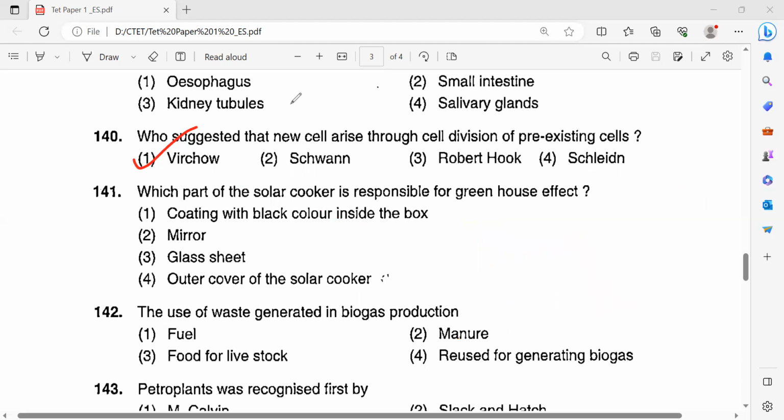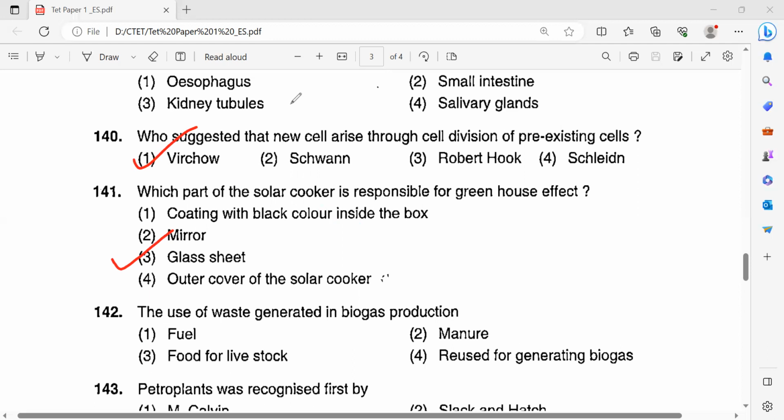Next, which part of the solar cooker is responsible for the greenhouse effect? We know that the mirror reflects the sunlight, the black coating inside the box absorbs the heat radiation, and the outer cover protects the cooked food inside. Then the glass sheet is there. This glass sheet absorbs the sun's radiation and heat, but it will not allow the heat to escape from the solar cooker.